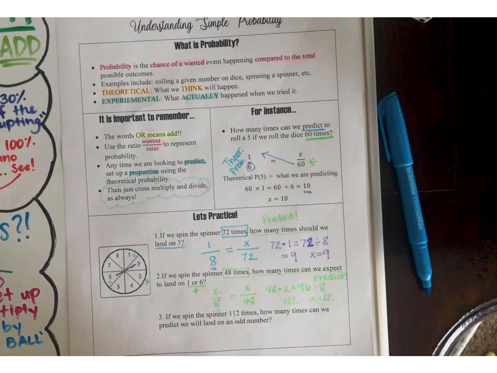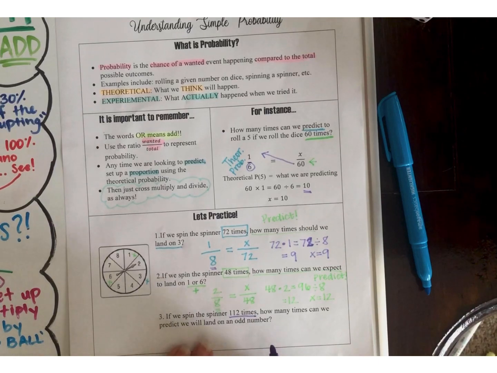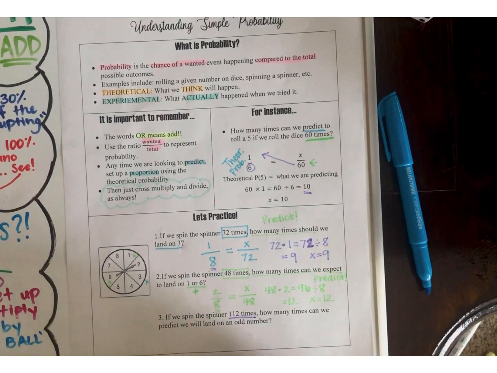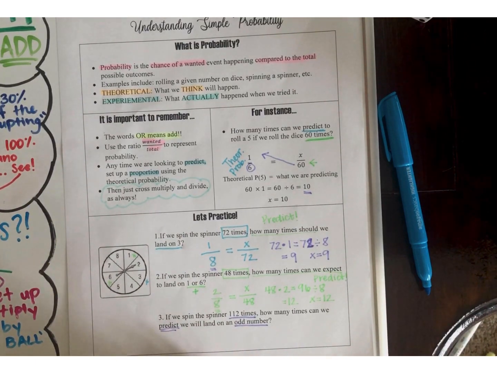All right, number 3 is asking, if we spin a spinner 112 times, how many times can we predict we will land on an odd number? Okay, here's our key word, straight up predict for us this time.